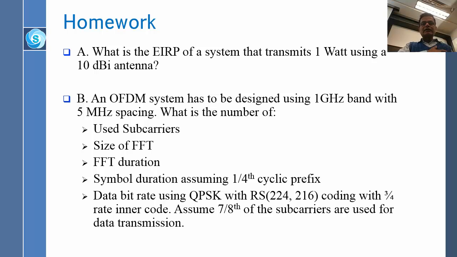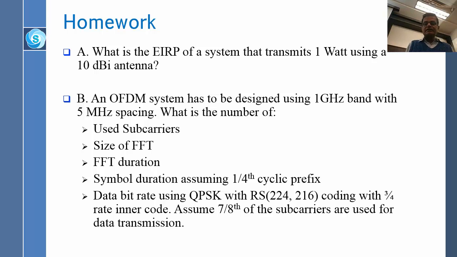All right, there's homework number 7. What is the EIRP of the system that transmits at 1 watt using a 10 dBi antenna? So now it is a directional 10 dBi antenna and it's sending 1 watt. So you should be able to calculate EIRP.